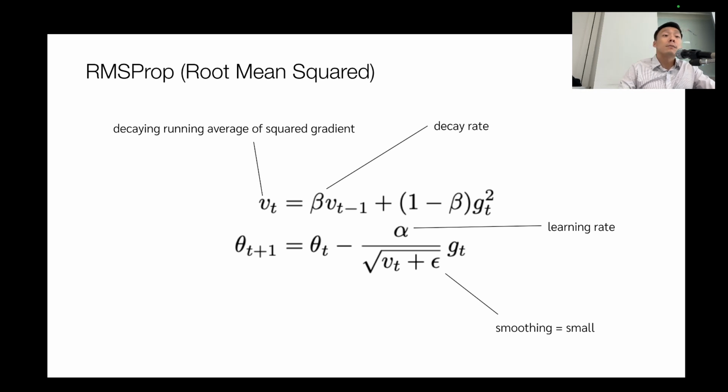Okay, so the idea is the same then. Instead of keeping the decaying average of g sub t, of the gradient, we keep the running average of gradient squared. See, alpha is the same, right? Alpha is the same. Cool.